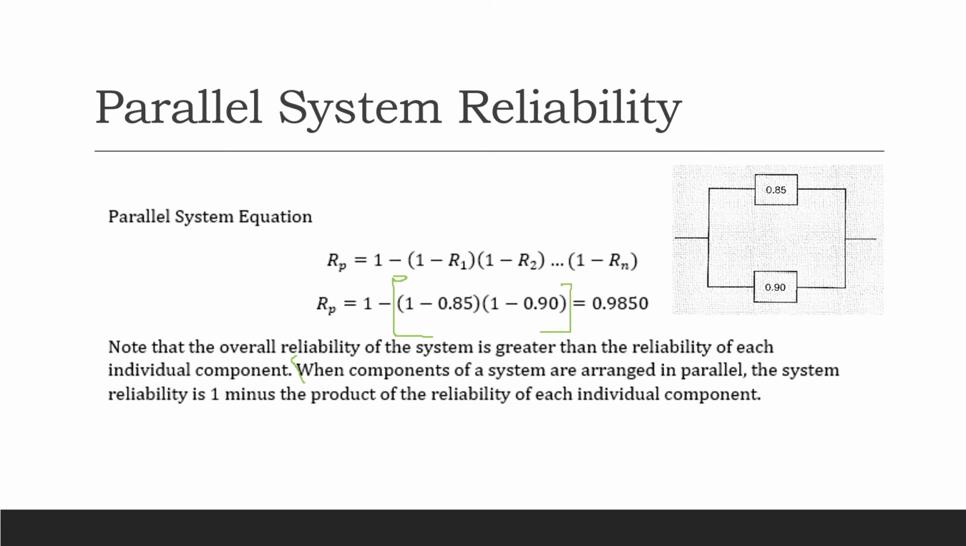Some people don't want to write brackets, but this is the correct way. This represents actually failure. 1 minus 0.85 is a failure at that component. Failure 1, failure 2: failure at component 1, failure at component 2. Multiply that, take it out from 1, and that would give you the overall reliability.